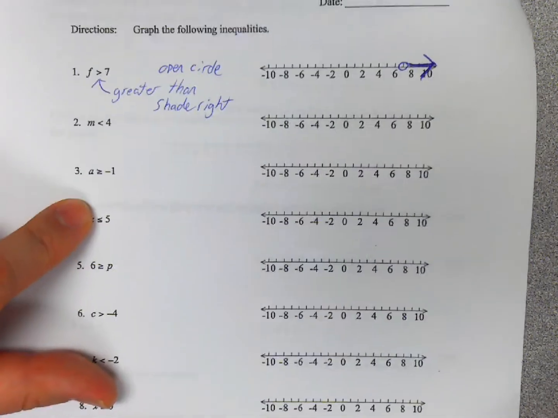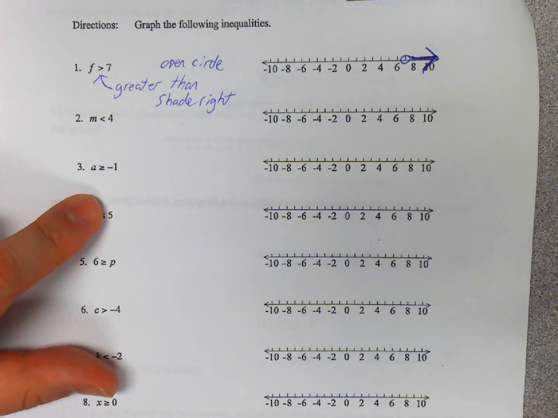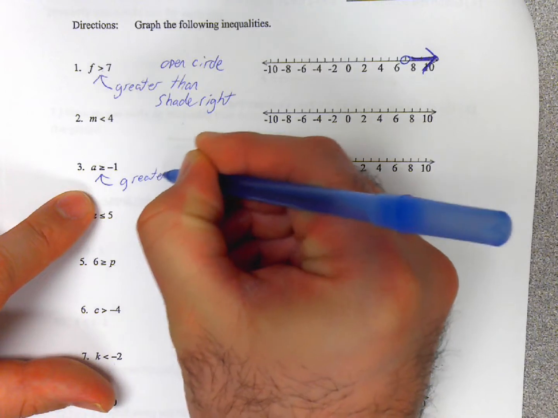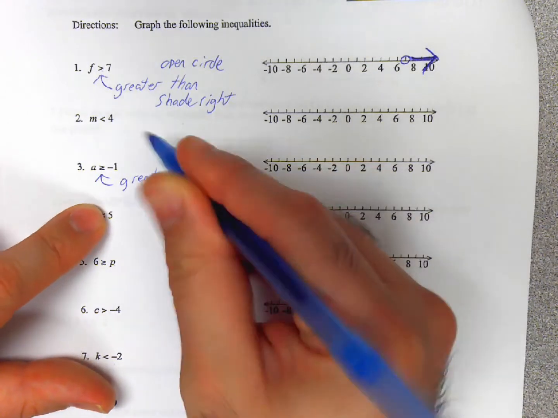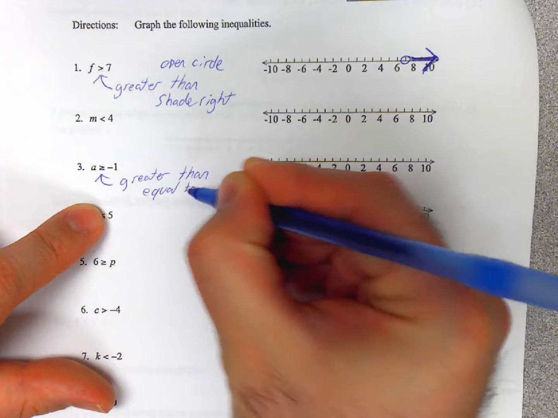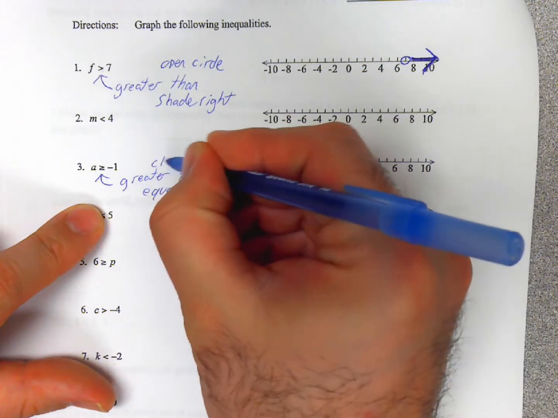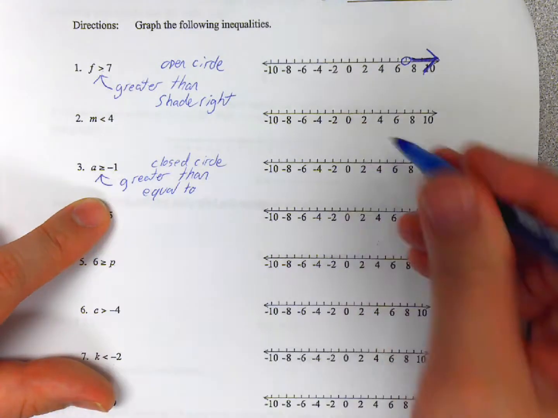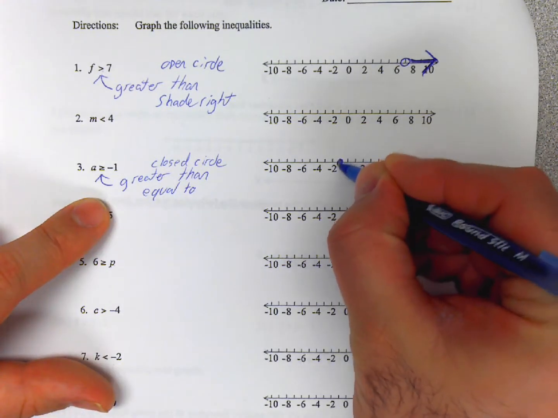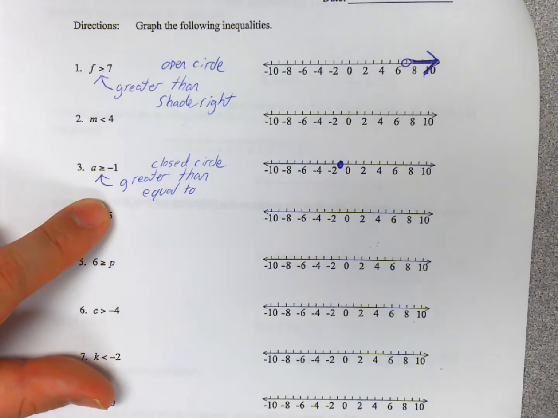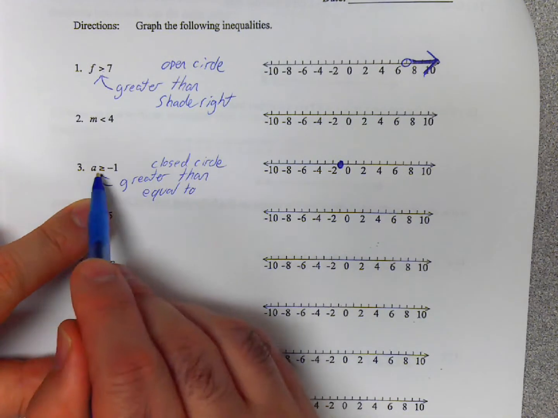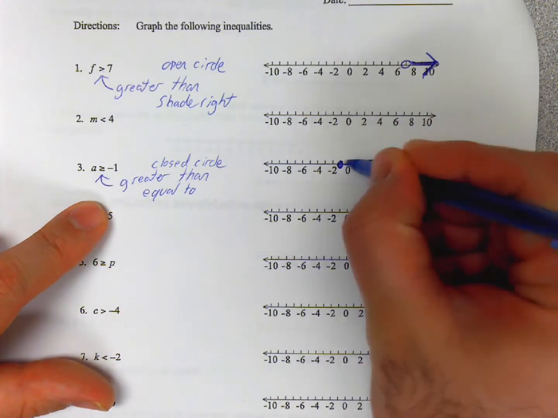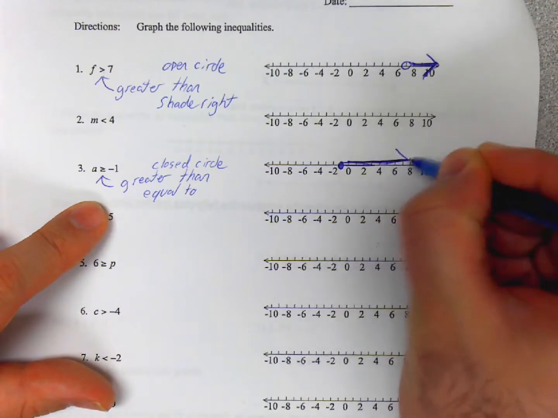Let's do an equal to. So if you look at number 3, I have a greater than, and then I have an equal to. So that's going to be a solid dot, closed circle, right? At -1. So at -1, I'm going to draw a closed circle. All right? And then a greater than means shade to the right. So greater than, shade to the right. So I'm just going to draw an arrow shading to the right.